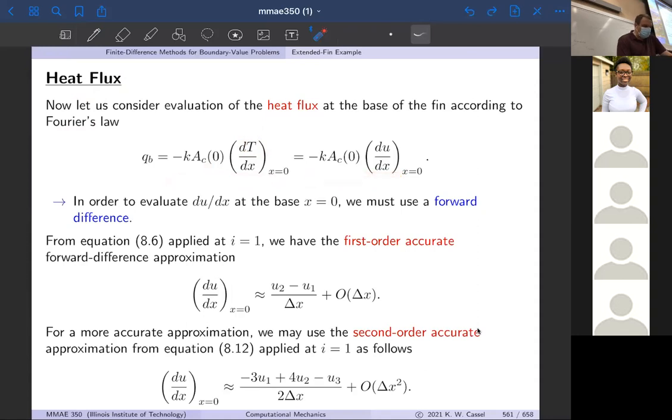So we need to approximate the first derivative of u with respect to x at the base, x equal to 0, in order to approximate the amount of heat fluxing out of the base. So I have to now use a forward difference. I can't use a central difference at the base because that would involve a point outside the domain, as we just saw. And I could use different approximations. We've seen 3 of them.